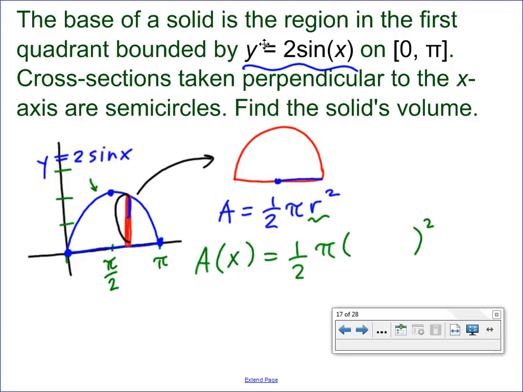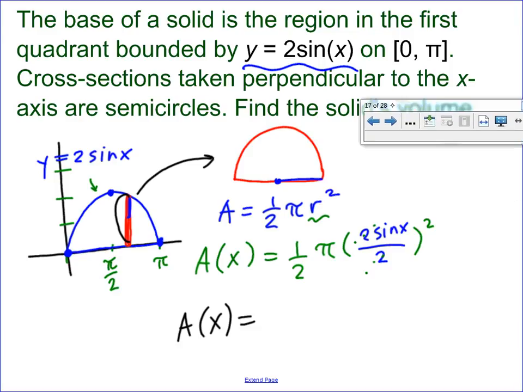Therefore, my radius is half of 2 sine of x. Well, what's half of 2 sine of x? It's just sine of x. And so we see that the 2 sine of x, my original y equals function, is the diameter of my semicircle. Half of that then would be my radius of that semicircle. So when I go to integrate my area function across the range of possible slices, I'll use 1/2 pi sine of x squared. So I'm getting 1/2 pi sine squared x. Is that what you guys are getting? Yeah! All right. So let's go ahead and do it.